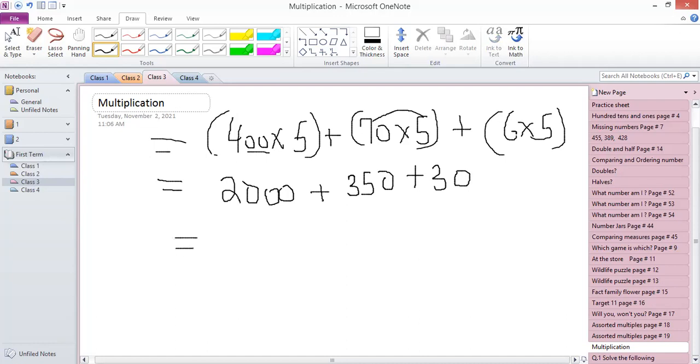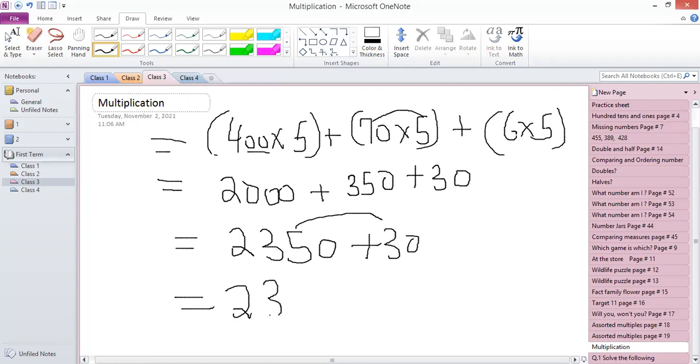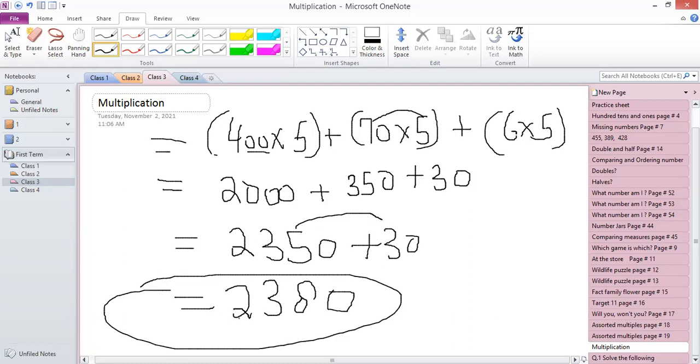And this is very easy to add. 2000 plus 350 will be 2350, plus 30. 50 plus 30 equals 80. So 2380. This will be your answer. Is it clear, guys? Yes, sir. Yeah. Very good.